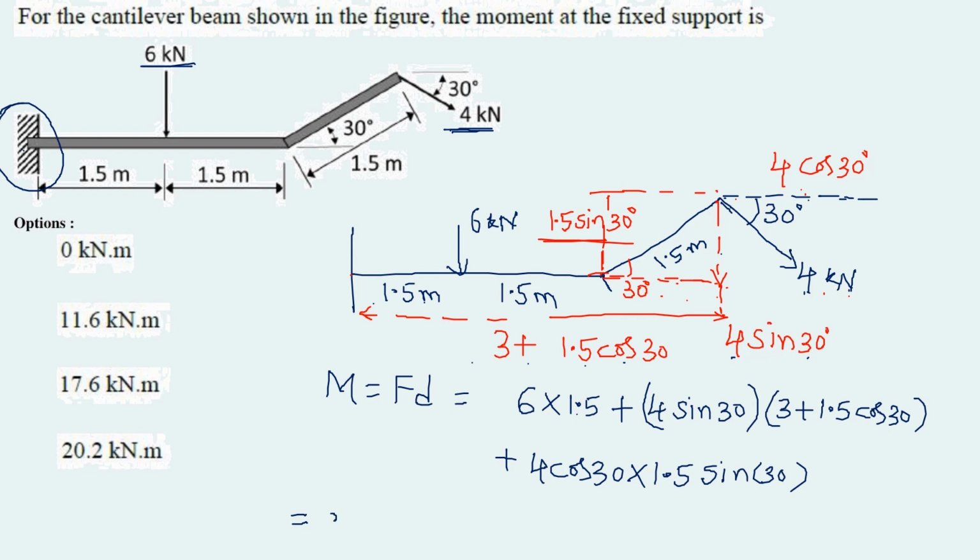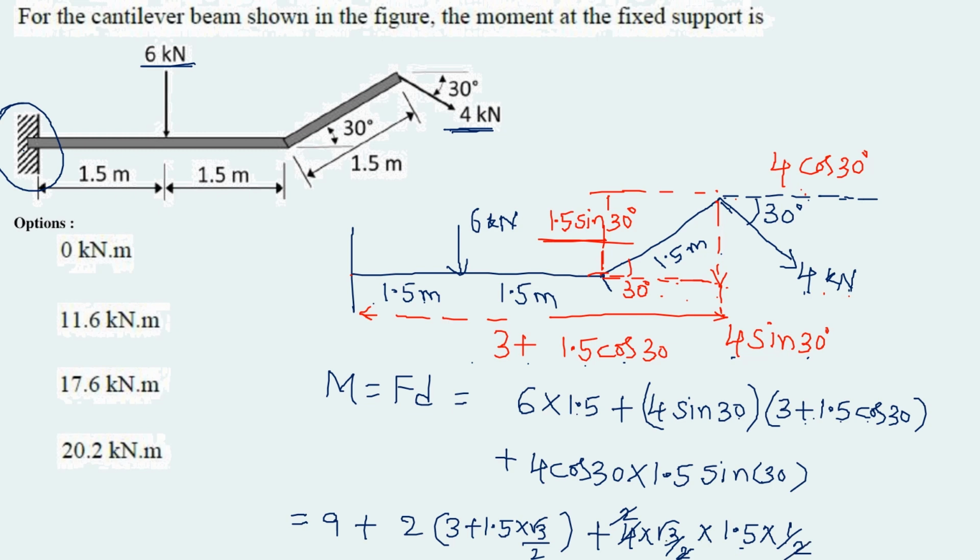So 1.5 times 6 is 9, plus 4 sin 30 is 2, 2 times 3 plus 1.5 cos 30. Cos 30 is root 3 by 2. So 3 plus 1.5 root 3 by 2, plus 4 cos 30, which is 4 times root 3 by 2, times 1.5 sin 30, which is 1 by 2. So the 2s get cancelled here. Now it remains 1.5 root 3.